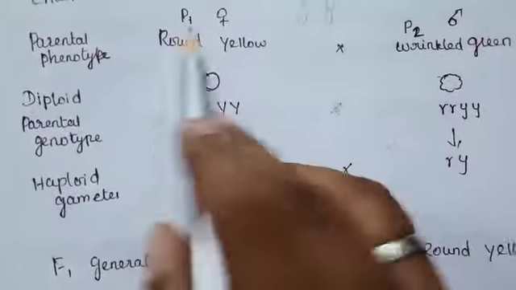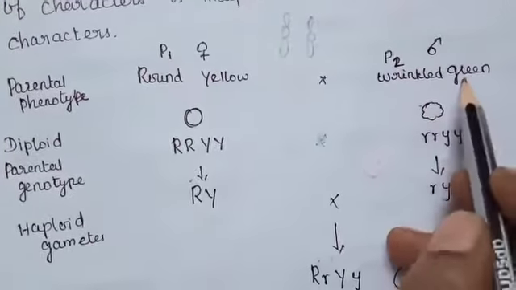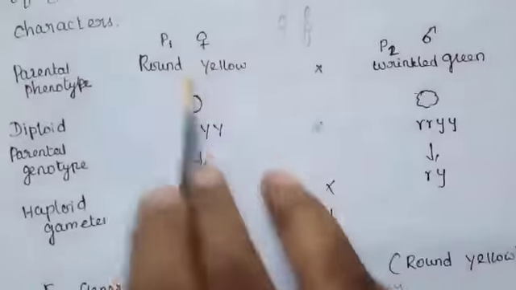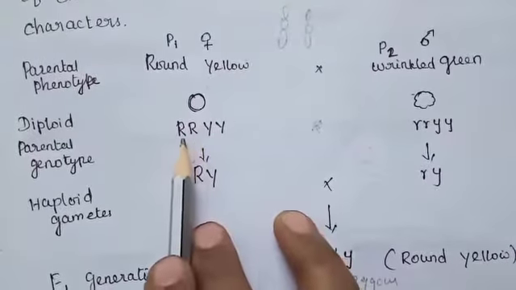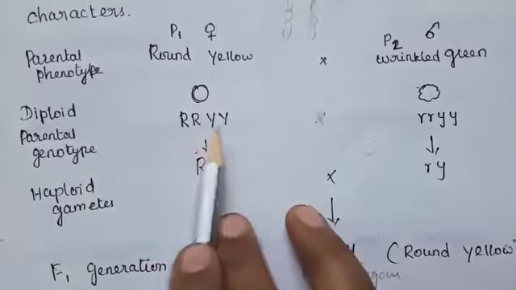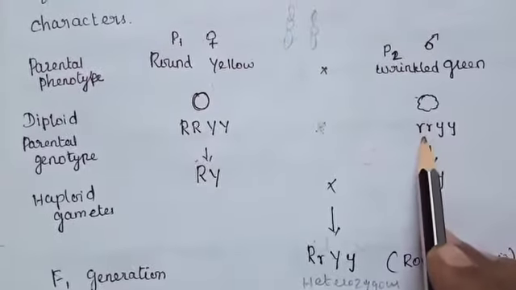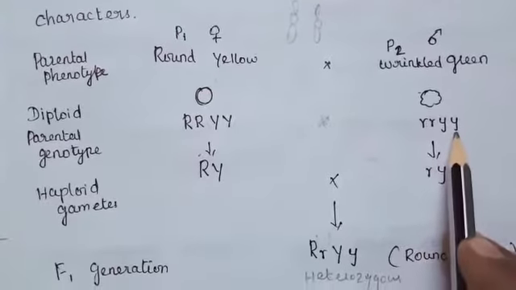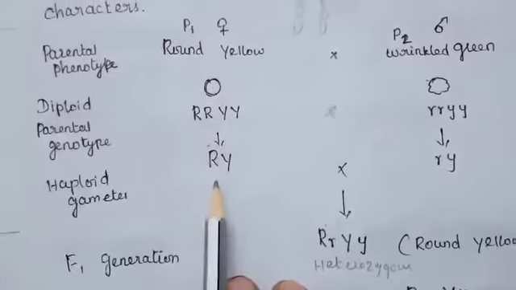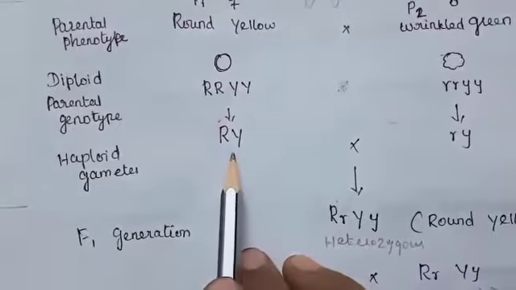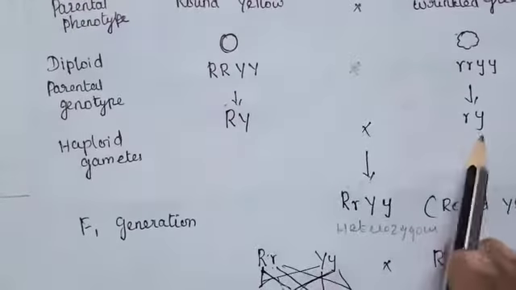Here parent 1, parent 2: round yellow female, wrinkled green male. This is the parental phenotype. The diploid parental genotype is capital R, capital R, capital Y, capital Y, round yellow. Here wrinkled green is small r, small r, small y, small y. So from the diploid parental genotype, haploid gametes are derived: capital R capital Y, and small r small y.